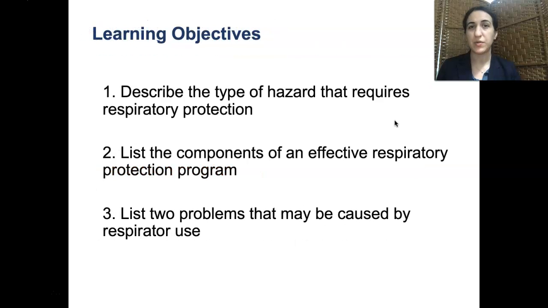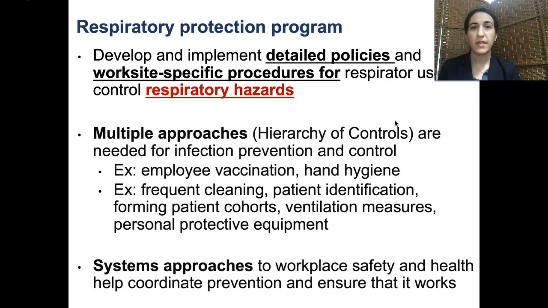By the end of this module, you should be able to describe the type of hazard that requires respiratory protection, list components of effective respiratory protection programs, and list 2 problems that may be caused by respirator use. A respiratory protection program includes the development and implementation of policies and worksite-specific procedures for respirator use to control respiratory hazards and to prevent the spread of infections among patients, healthcare personnel, and visitors. It should be part of a systems approach to infection control.